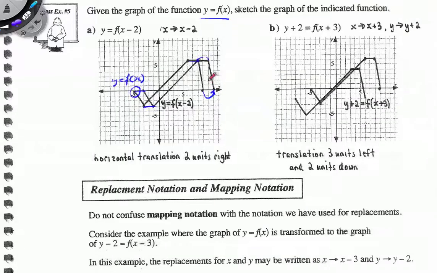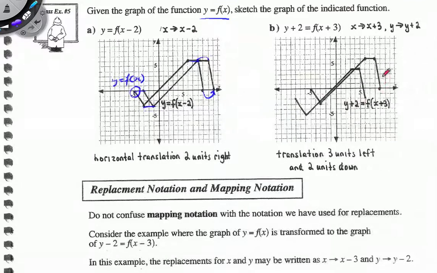So what you want to do in an example like this is take specific points that are obvious. So usually at vertices like this, or at the ends of the line, here and here, here and here, and move them in the direction that the translation takes place.